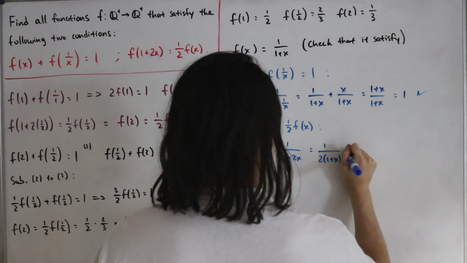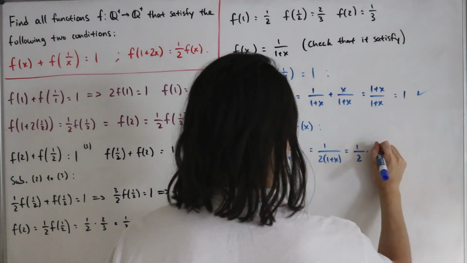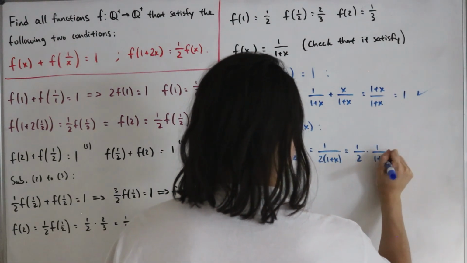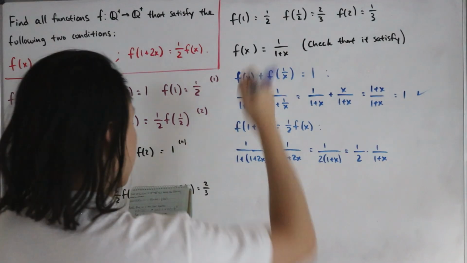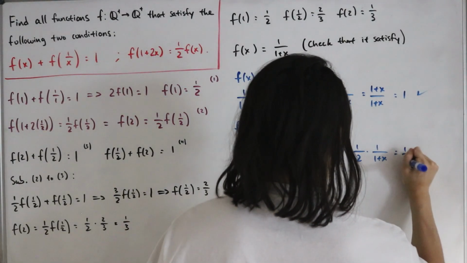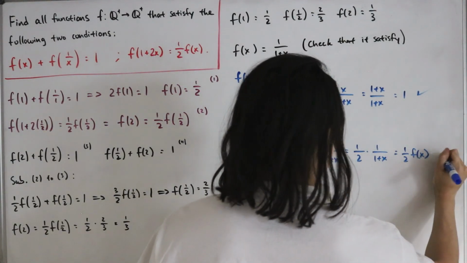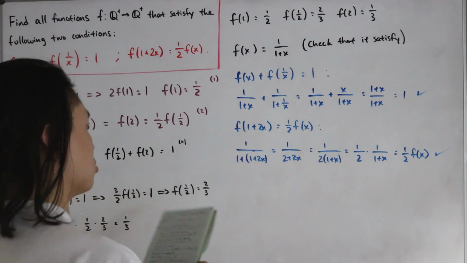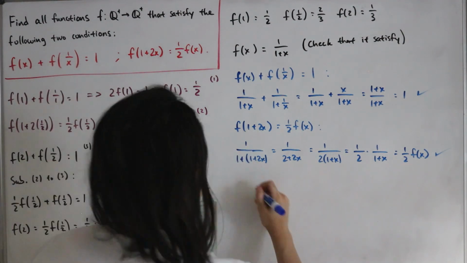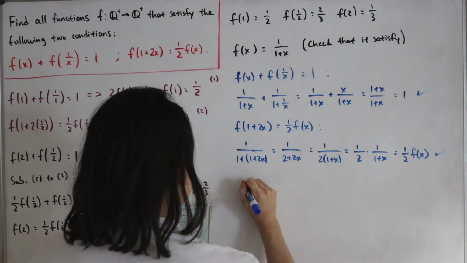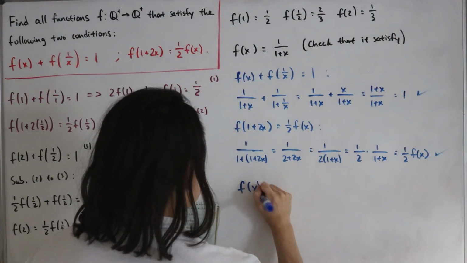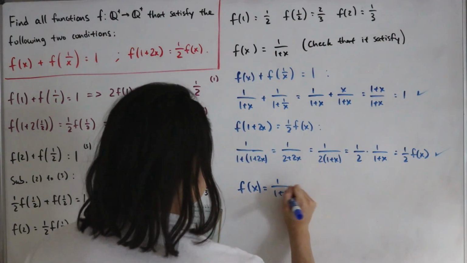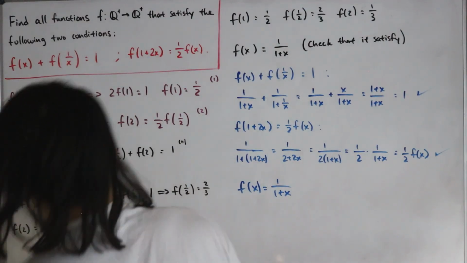Then I can factor out that 1/2, so it's 1/2 multiplied by 1 divided by 1 plus x, but that 1 divided by 1 plus x is of course f of x. So that's 1/2 times f of x, which checks out. So it does satisfy our two conditions. Therefore our only unique function is f of x equal to 1 divided by 1 plus x that satisfies these two equations.